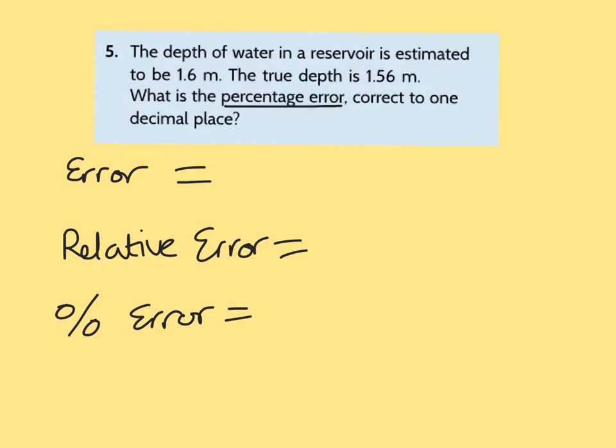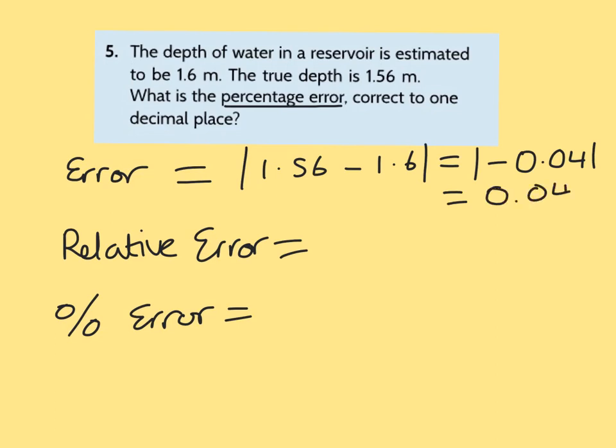Okay, so error then. So the true depth is 1.56 and it's estimated to be 1.6. And I'm going to get a negative number here in my absolute value. So 1.56 minus 1.6, that's going to give me minus 0.04. And because I take the absolute value, it's 0.04.